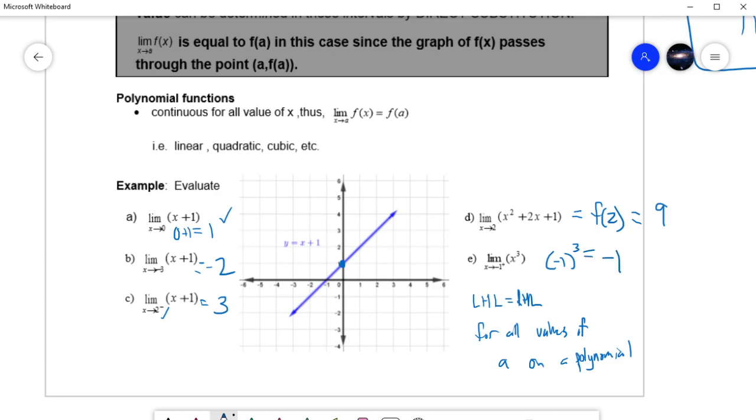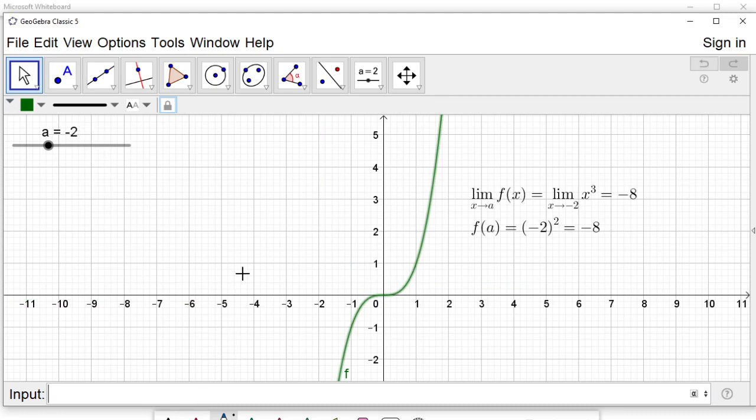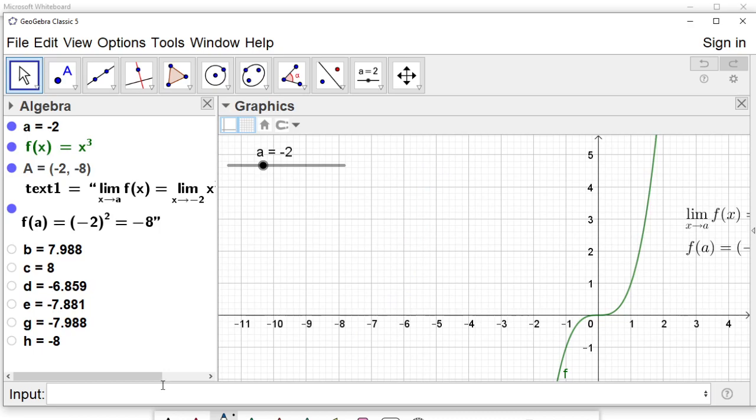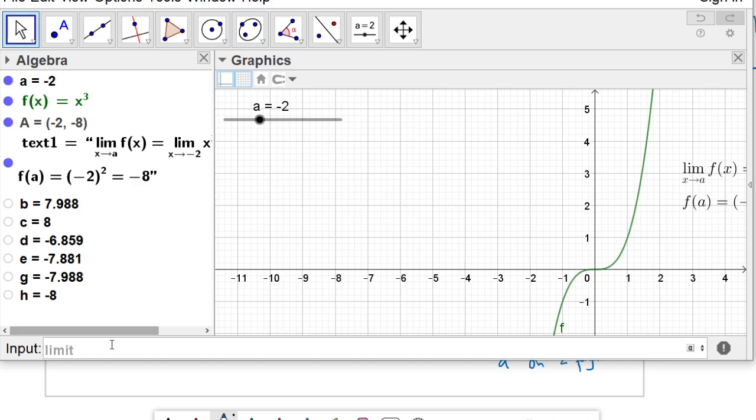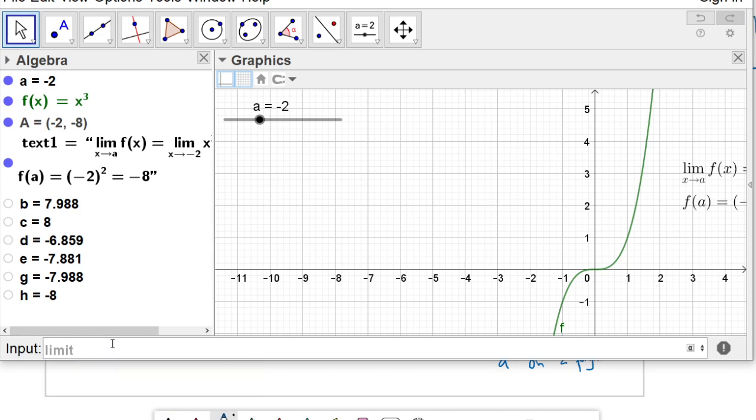Again, if you ever needed to check a limit and you weren't sure, it's a fairly simple way of doing this. Type in GeoGebra the function that you want to analyze, right? So I typed in f of x equals x cubed, and then I'm going to type limit. And when I type limit, it tells you what it wants, right? It tells you what function you're talking about and what value you want to check. By the way, it also has a function for right-hand limit and left-hand limit. Above would be right-hand and below would be left-hand. But anyway, I don't think we need to go into that just now. So let's go limit. The function I want to know is x cubed.